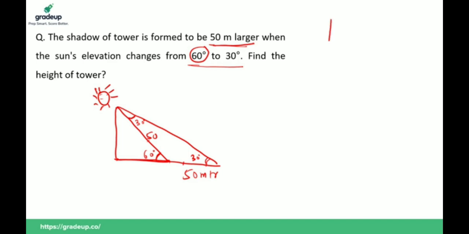Now, in the 60 degree triangle, we have root 3, 1, 2. So if we have 60 degrees here and 50 here, if this is 2, then this will be 1. If this is 50, this will be 25. If this is 1, this will be root 3. If this is 25, this will be 25 root 3. And 25 root 3 is your answer.